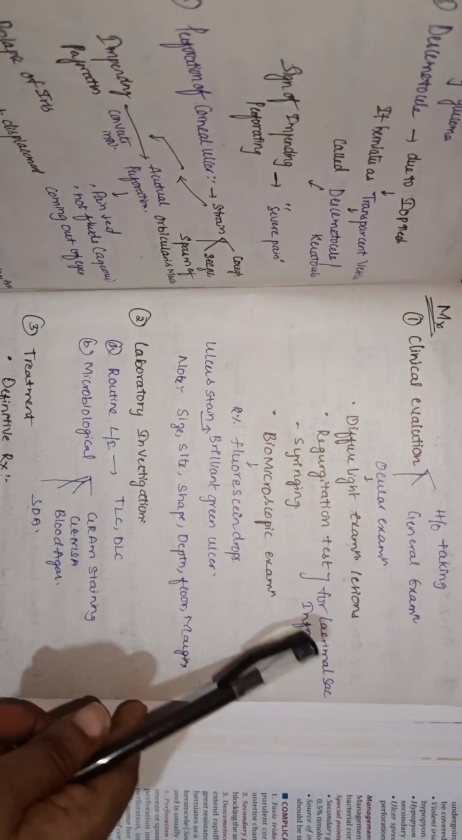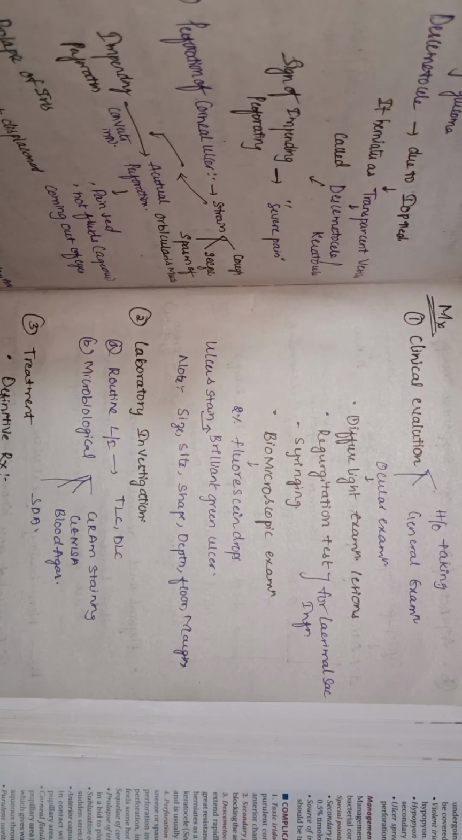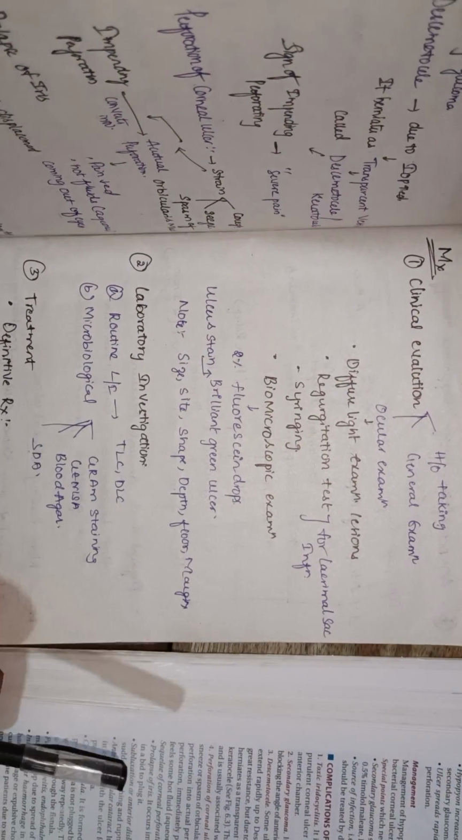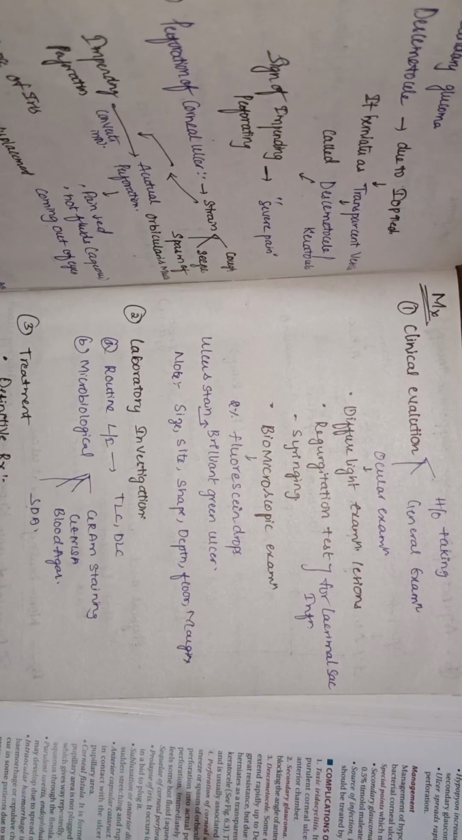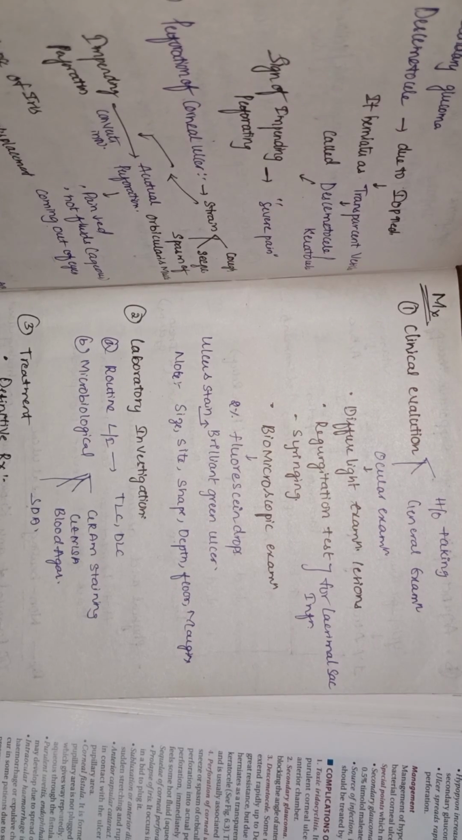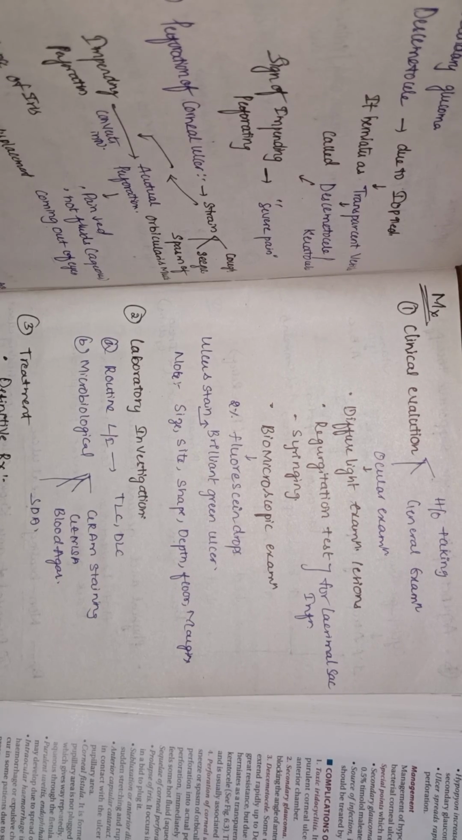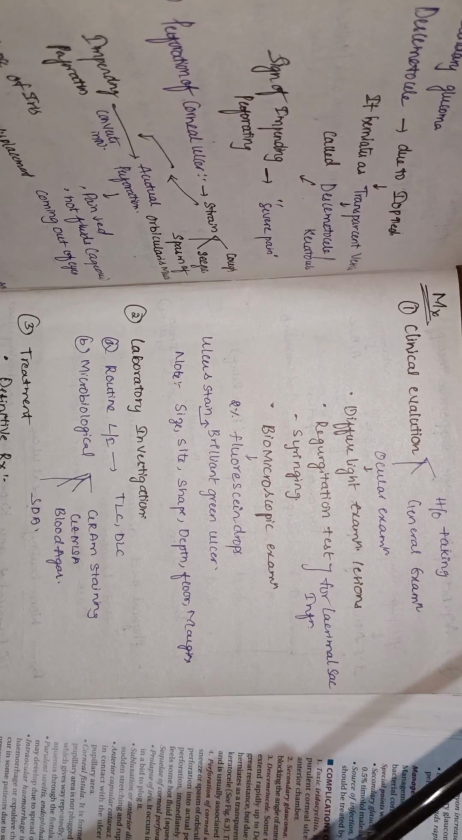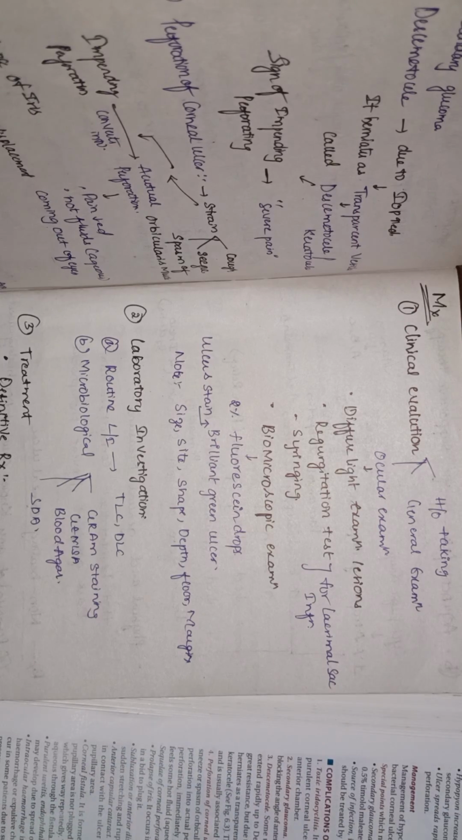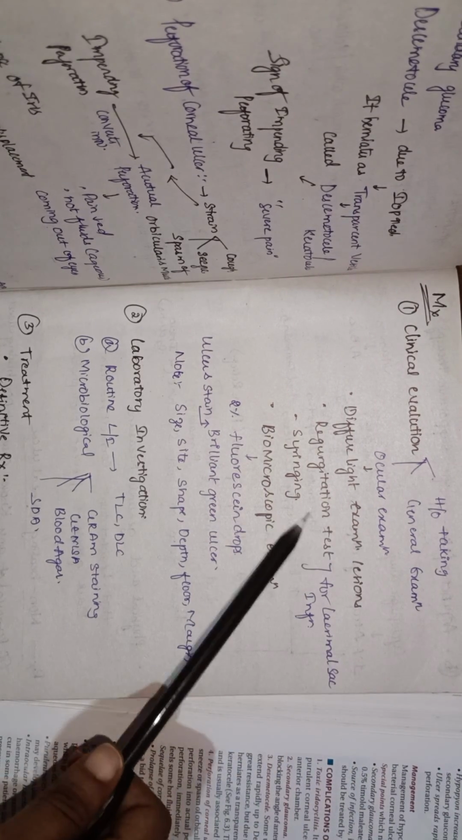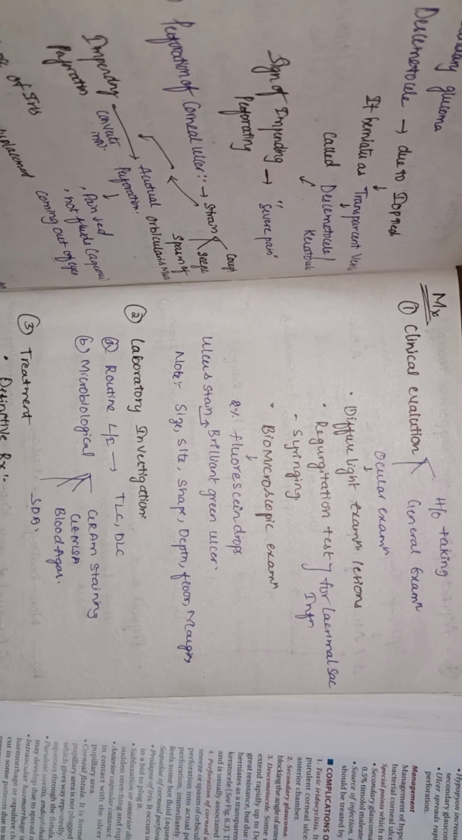Next, we should discuss the management. What is the management of this bacterial corneal ulcer? First, we should take the clinical evaluation and laboratory investigations. Next, the treatment, which is easy. Clinical means history taking, general examination and ocular examination. Ocular examination means the regurgitation test and syringing, all of which should be done.